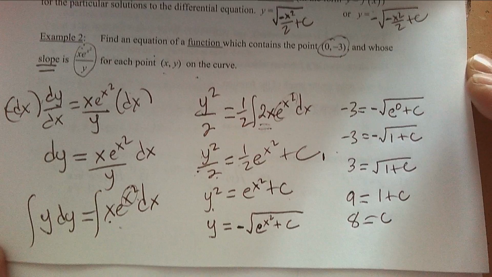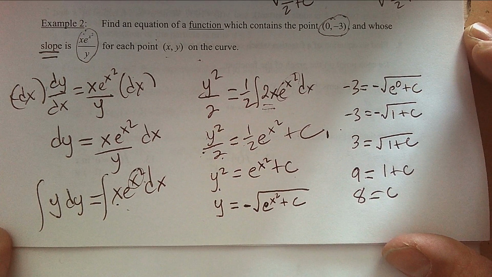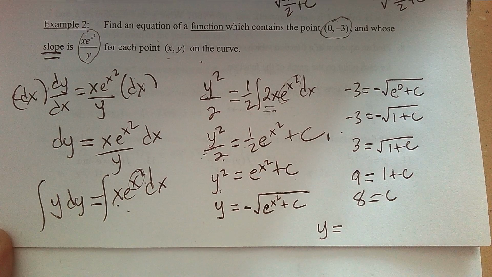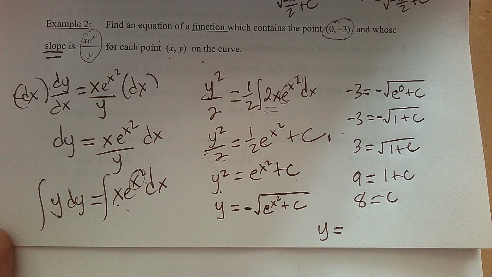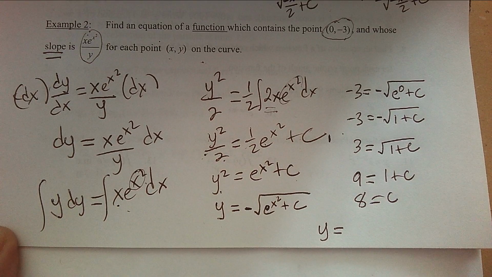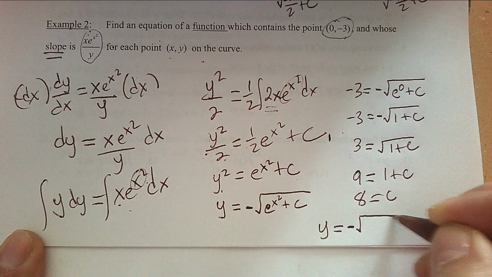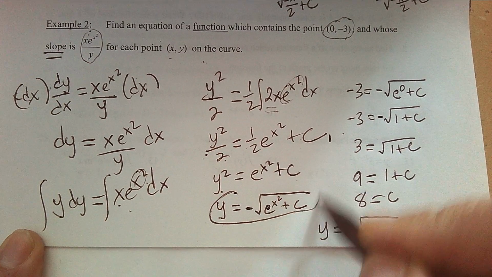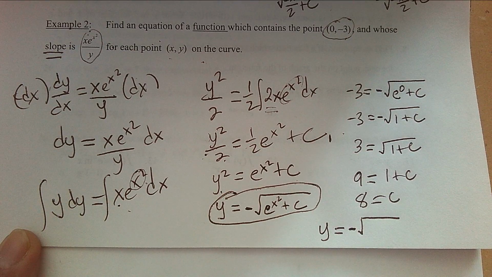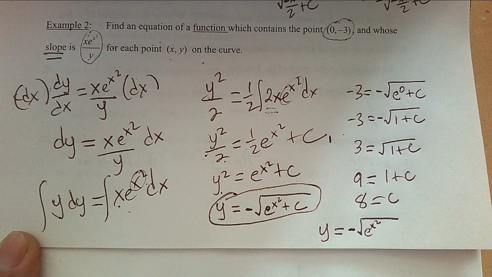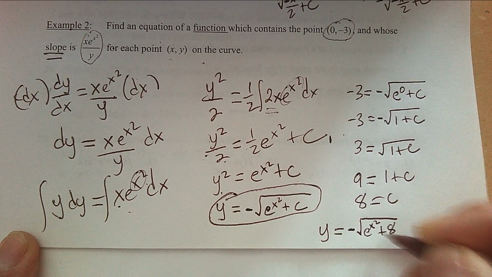That's not the answer yet. So what will the answer look like? Y equals, because the question was to find an equation, right? So now I can write down the equation. Well, what is it? Negative the square root of, I'm going from this right here, right? e to the x squared. Now I know what c is. It's 8, and it's done.